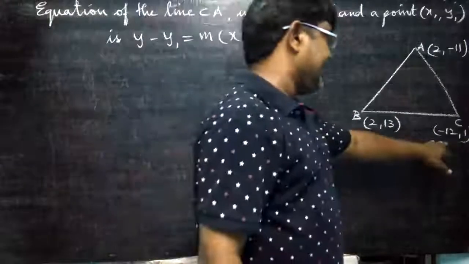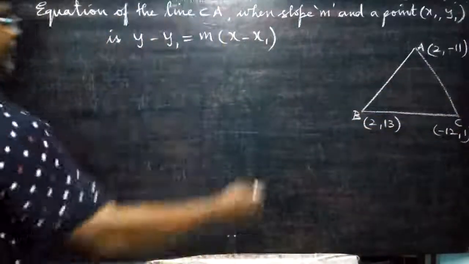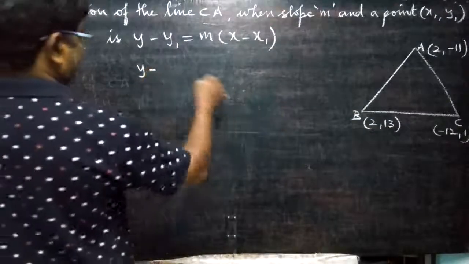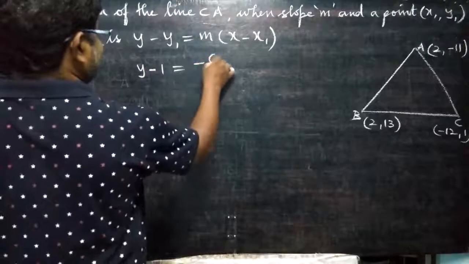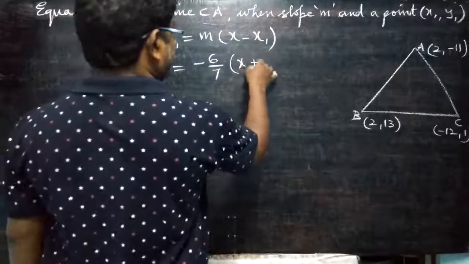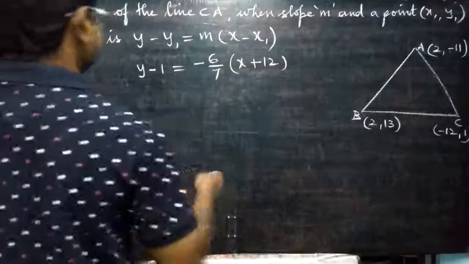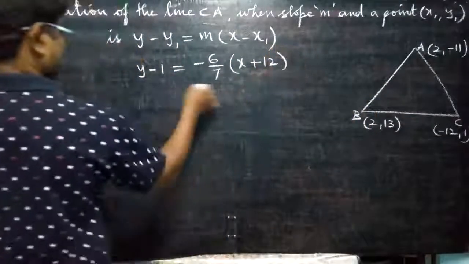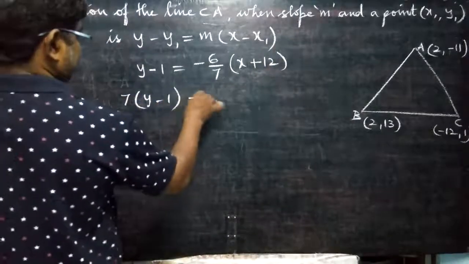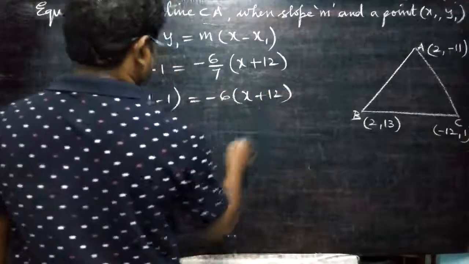Either this one you can take as a point or that one. Out of these two, any one. I am taking C as a point. So y minus y1 is 1 is equal to minus 6 by 7, which we got as the slope, times x plus 12, because minus into minus is plus. So now do cross multiplication: 7 into y minus 1 is equal to minus 6 into x plus 12.